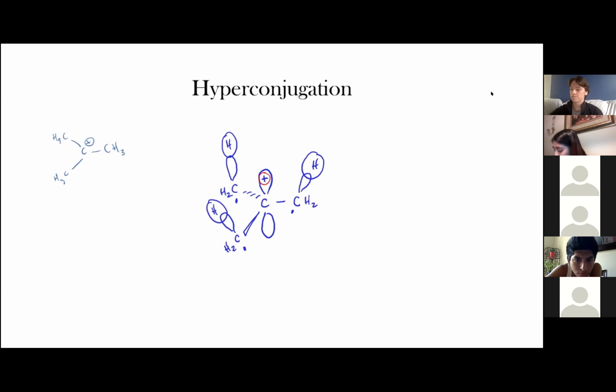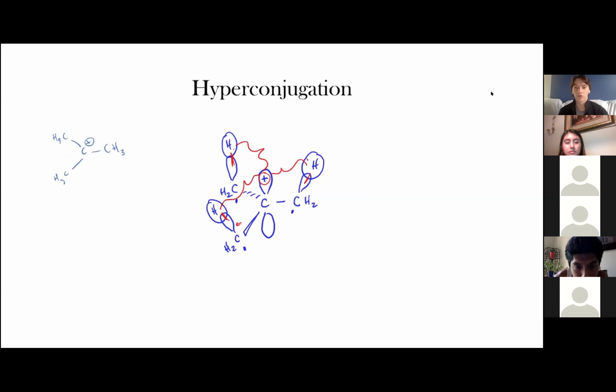Now, the carbons on the outsides are bonded to the hydrogens, right? So we have these hybrid orbitals like here, bonding with the hydrogens. And so what actually happens is the electrons in the bonding orbital overlap some with the free p orbital on the carbocation, okay? And so you get some sort of overlap between these bonds right here, like this whole thing.